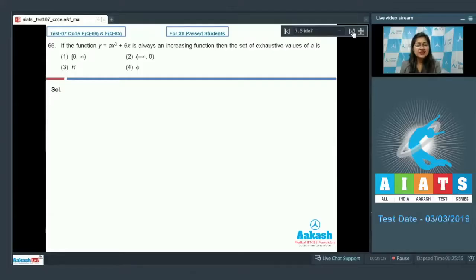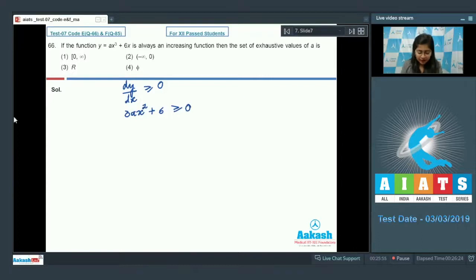Next is question number 66, which says that if the function y equal to ax cube plus 6x is always an increasing function, then the set of exhaustive values of a is. As the given function is an increasing function, so we can see that dy by dx will be greater than equal to 0, that is 3ax square plus 6 is greater than equal to 0.